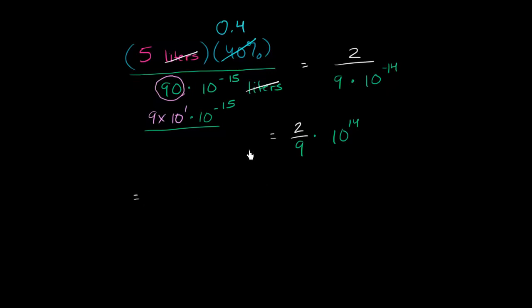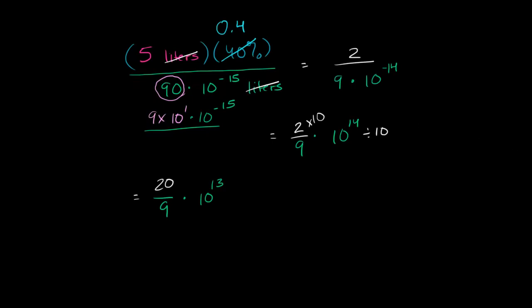So I'm going to multiply this by 10, and I'm going to divide this by 10. So I haven't changed the value. So this is equal to 20 over 9 times 10 to the 14th divided by 10, which is 10 to the 13th power. So what's 20 over 9? This is going to give us a number that is greater than or equal to 1 and less than 10. So let's figure it out.